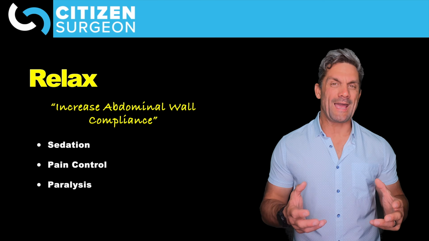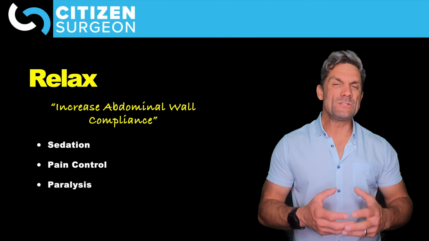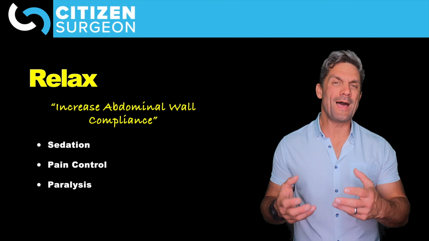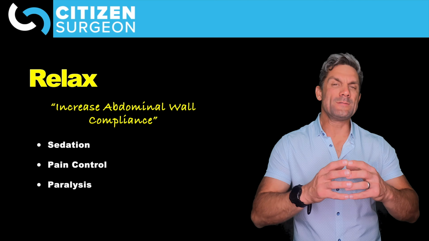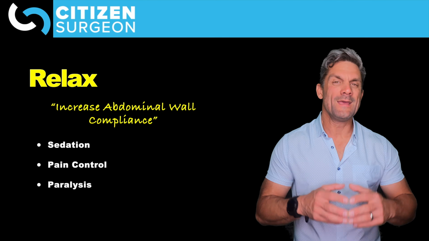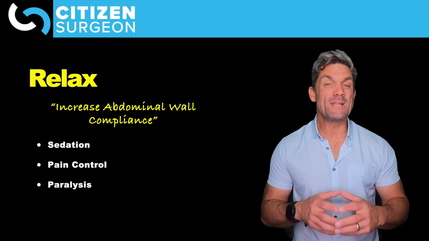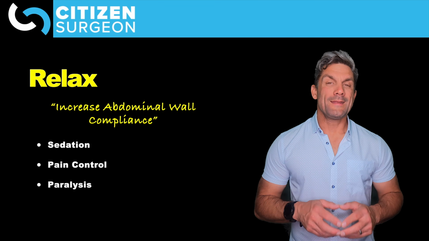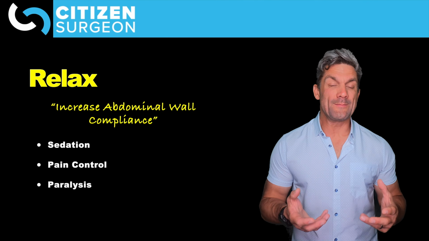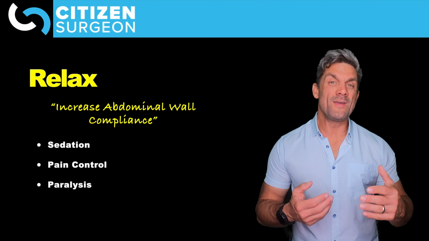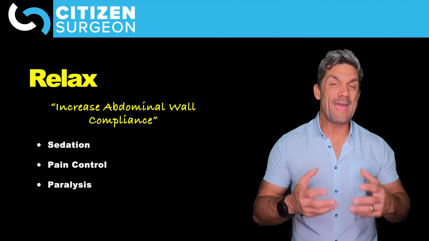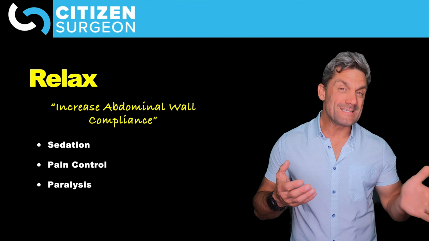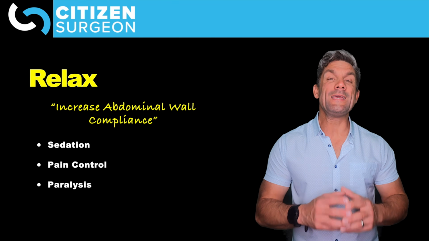Second is relax. So we may need to relax the abdominal wall musculature with sedation and paralysis to increase abdominal wall compliance, okay? So relax means sedation. It may also mean paralysis, then of course, pain control. Now, as we're instituting these treatments for relax and remove, if we still see that we now have impending organ failure and our tempo of disease is continuing, then we need to open.